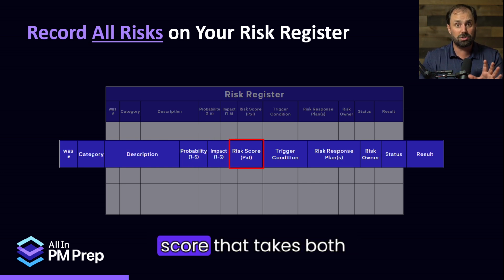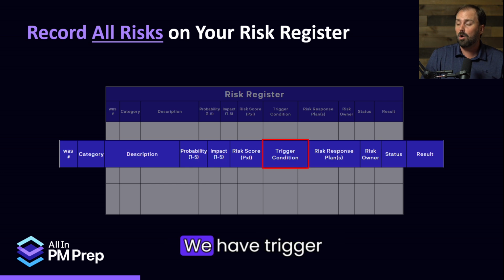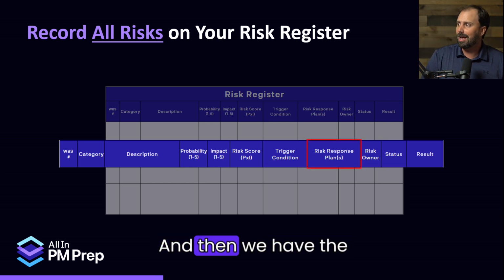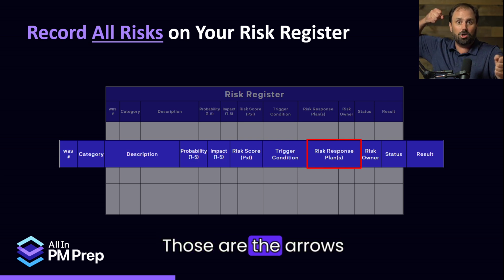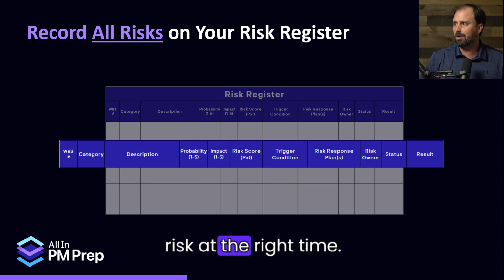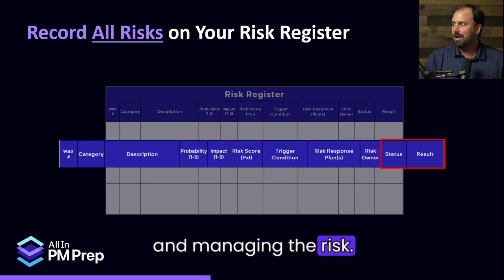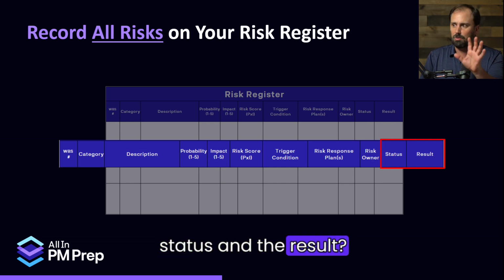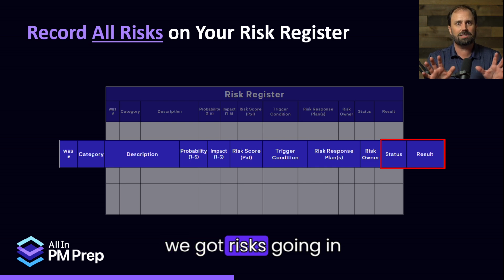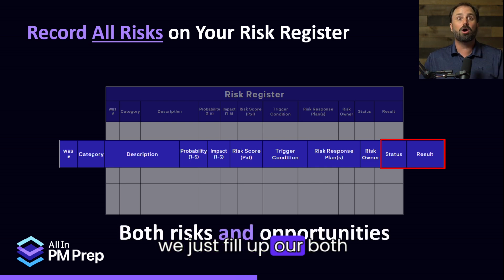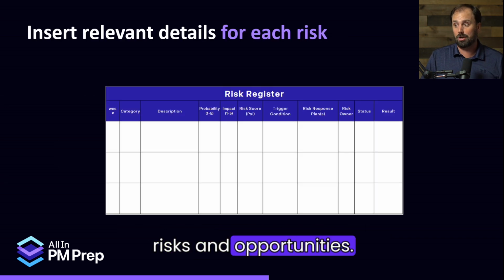We have an overall risk score that takes both things into account. We have trigger conditions. That's when do you know that the risk is, boom, arrived. And then we have the risk response plans. Those are the arrows that we shoot at the risk at the right time. The risk owner, who's keeping their eyes out and managing the risk. And then what's the status and the result? Once we do that, we got risks going in the right direction. So right now, we just fill up both our risks and opportunities, okay?